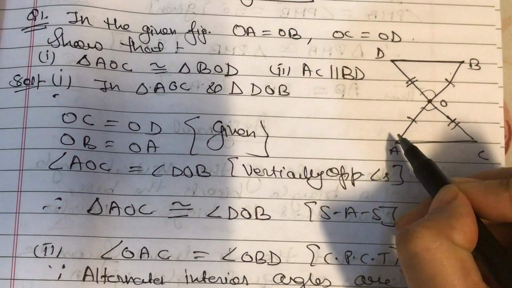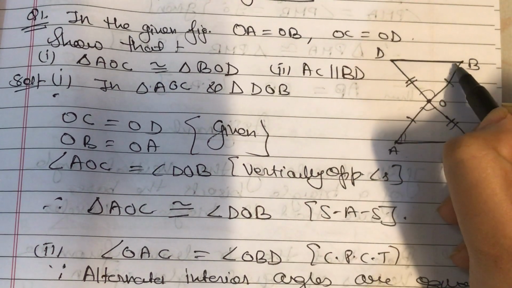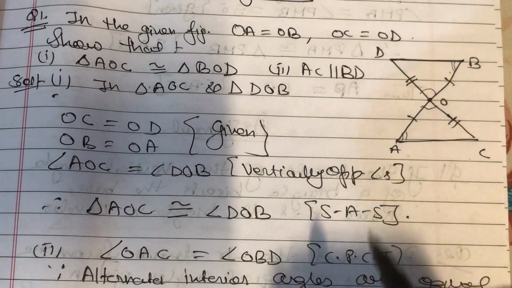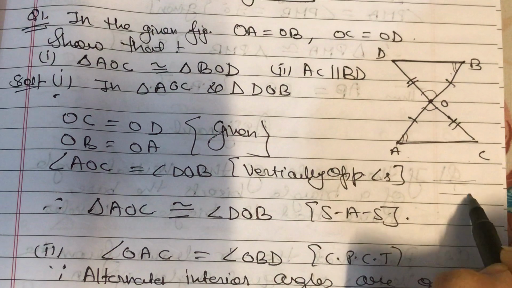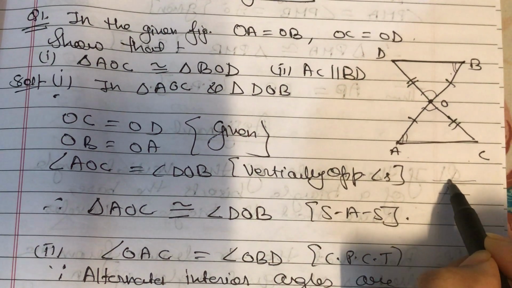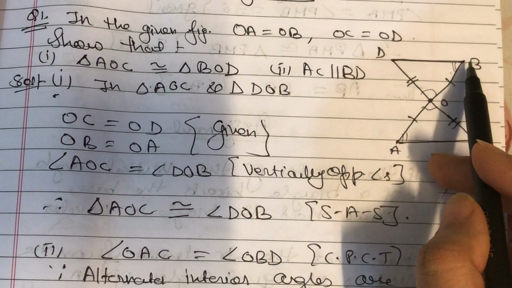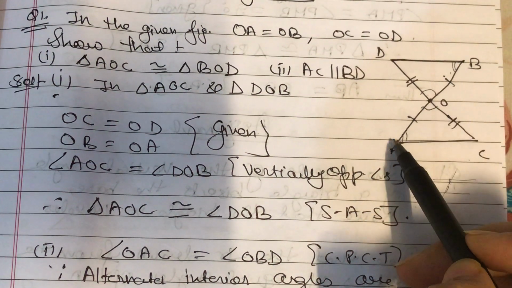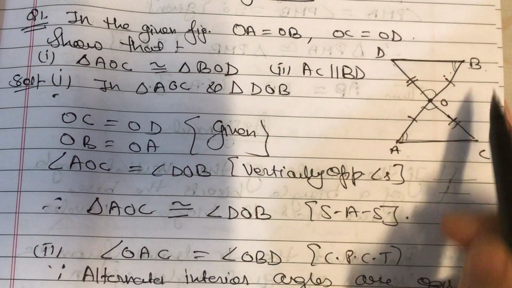Now again, can I say that this angle is equal to this angle after proving they are congruent? Why? CPCT. So now if there are two lines and a transversal, if these angles are equal, they are alternate interior angles, isn't it? So they are alternate interior angles, therefore AC is parallel to BD. So I can prove that they are parallel also.